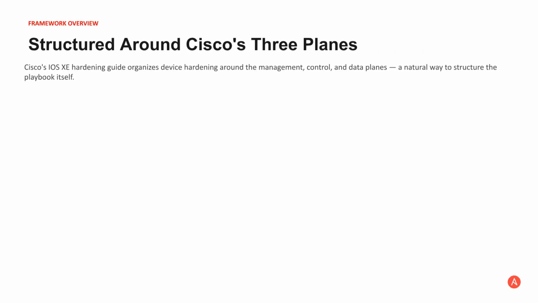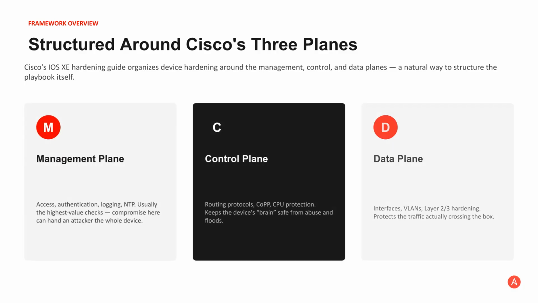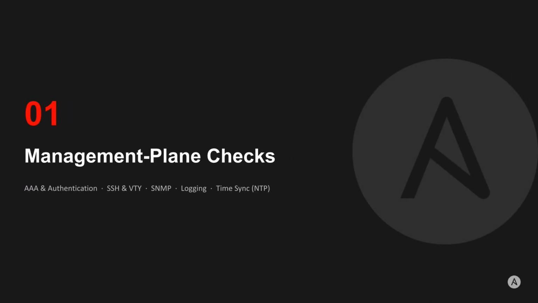We structure our playbook around Cisco's three-plane model: management, control, and data. This aligns our security checks with standard industry definitions. We begin with the management plane, as it is the most critical area for securing administrative access. Our management plane assessment focuses on 5 key areas: AAA and authentication, SSH and VTY configuration, SNMP settings, system logging, and time synchronization. These are the primary targets for securing the management surface of your network devices.